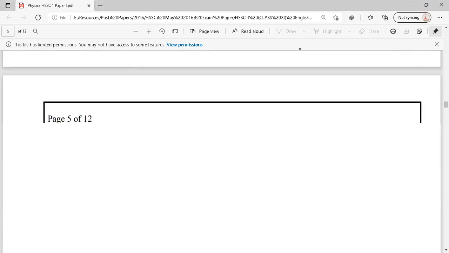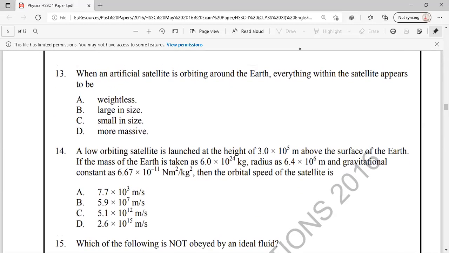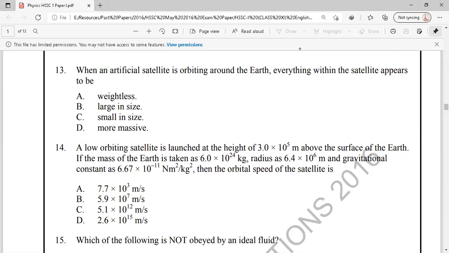Let's come to our next question, question number 13. When an artificial satellite is orbiting around the earth, everything within the satellite appears to be weightless. When the satellite is revolving around the Earth, the gravitational force or the weight of that object disappears, and then that object inside the satellite becomes weightless. So the astronauts experience artificial gravity inside the satellite or the spacecraft. So the correct answer for question number 13 is option A.